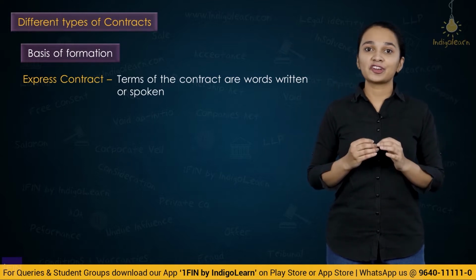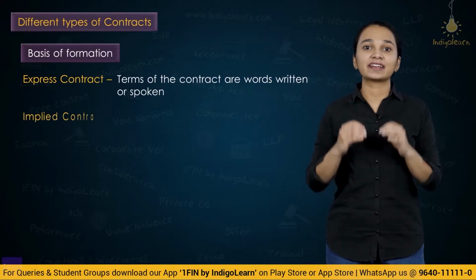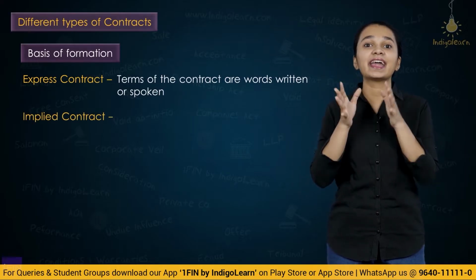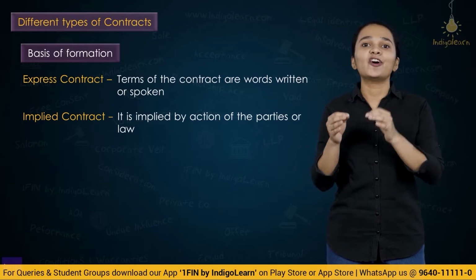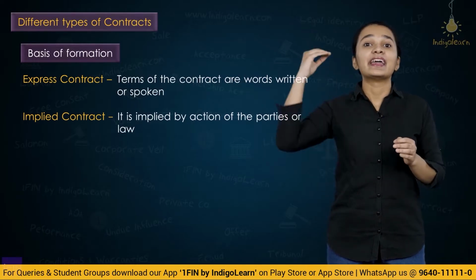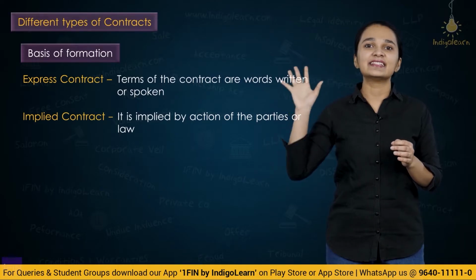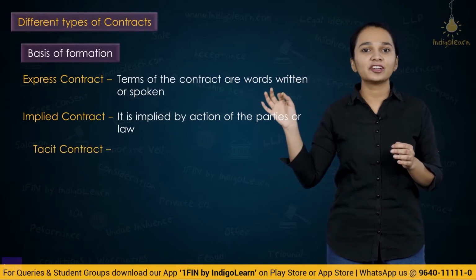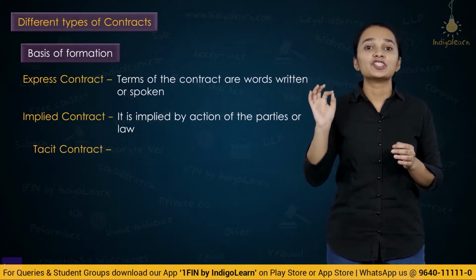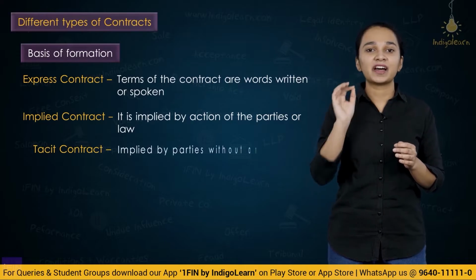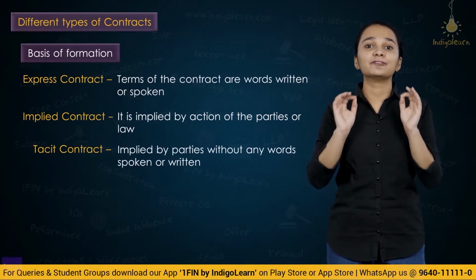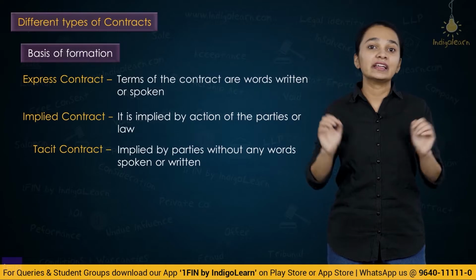The second type of contract was an implied contract, which is implied by actions of the parties or implied by law. Implied contracts have a subtype, and that is a tacit contract. Tacit contract is a contract which is implied by actions of the parties without any words spoken or written.